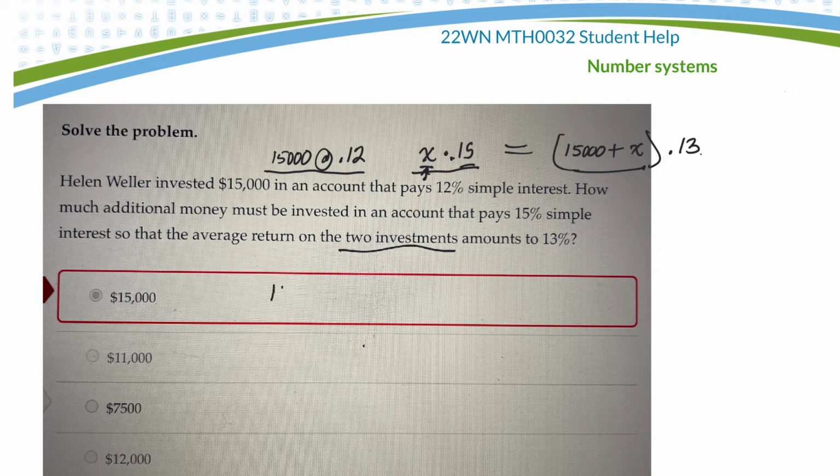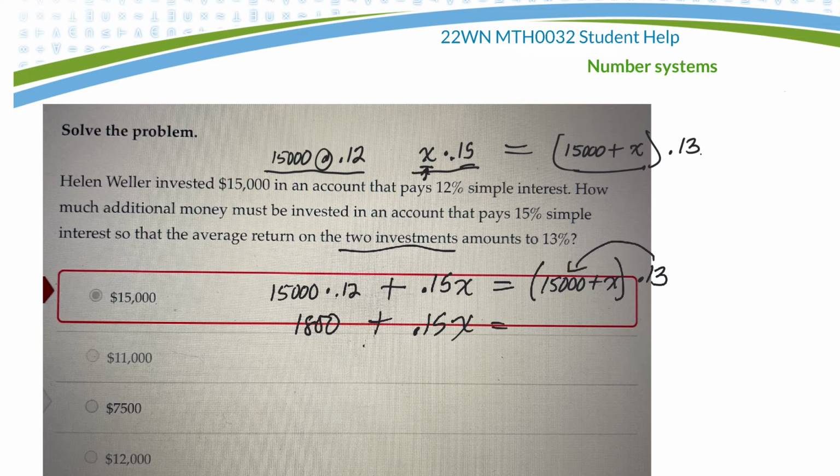Let me write it down. 15,000 times 12% plus X times 15%, let's write that as 0.15X, is equal to, on the other side, 15,000 plus X, that's the total amount that they put in, at 13%. Okay, 15,000 times 12% I think is 1,800 plus 0.15X equals, let's do the distributive property here. I think that's 1950 plus 0.13X.